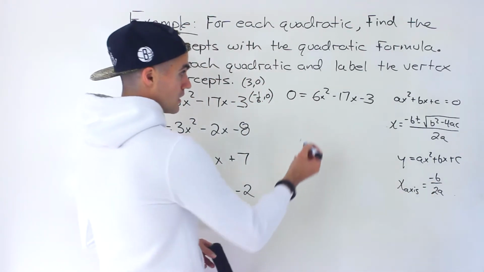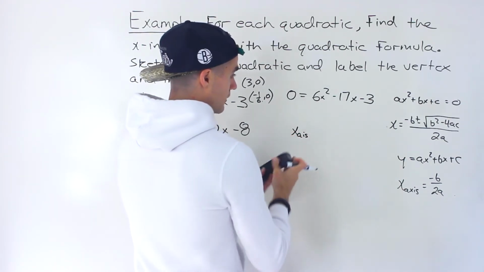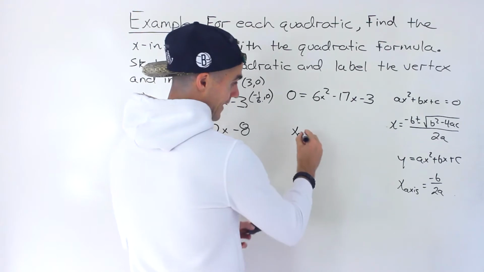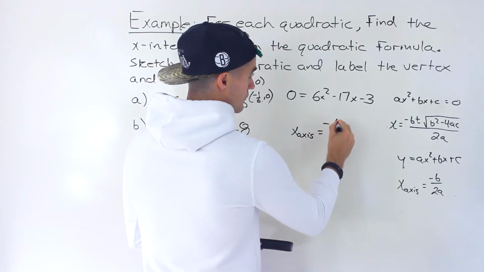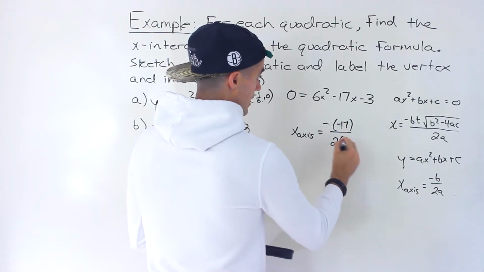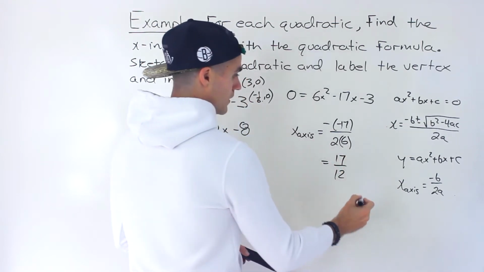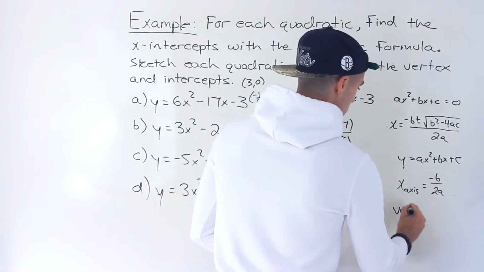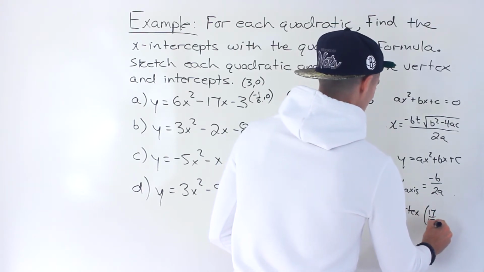If they do, then we could tell that the x value of the vertex, or the axis of symmetry, is going to be negative 17 over 2 times that a value 6, which would give us 17 over 12. So let's write that over here. So the vertex, we would have 17 over 12, like that.